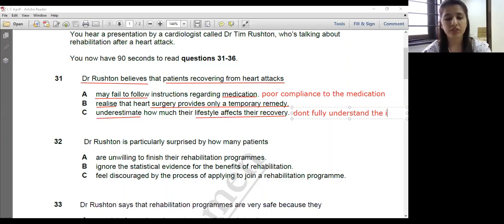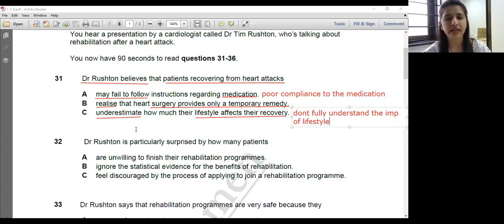The importance of lifestyle modification. They underestimate. They underestimate means they don't fully recognize the importance of lifestyle modification, because it says how much their lifestyle affects their recovery. So definitely the effect of lifestyle would be there on the recovery, but they don't really understand how much it could be. They don't understand the extent to which their lifestyle can affect them.